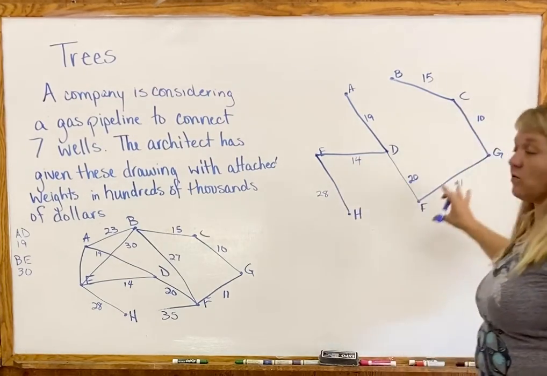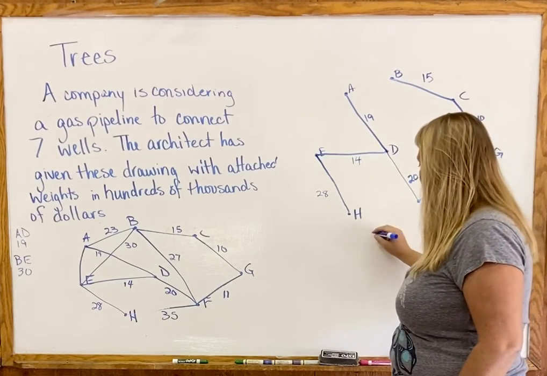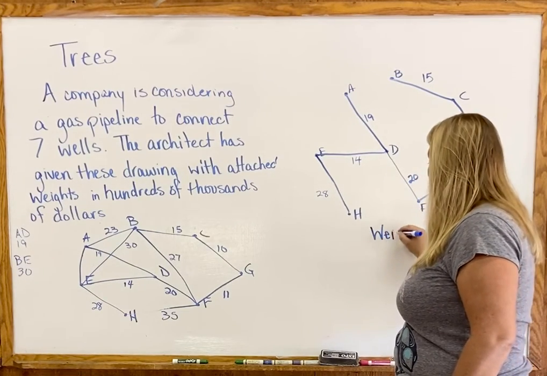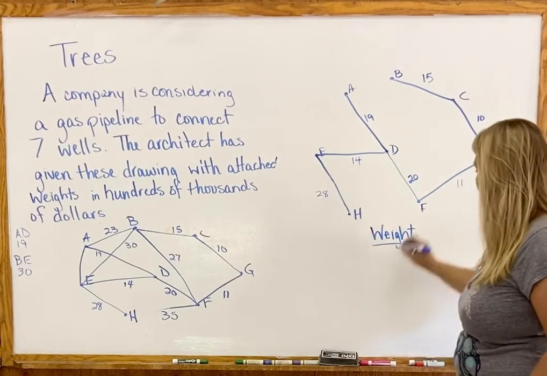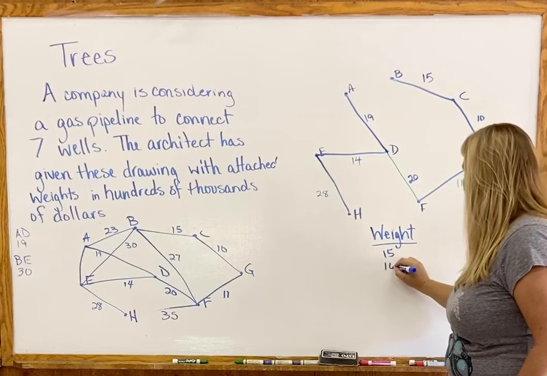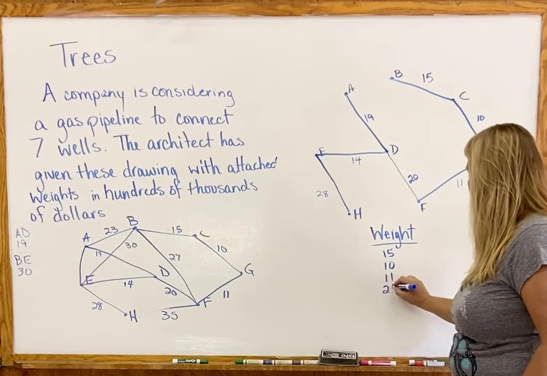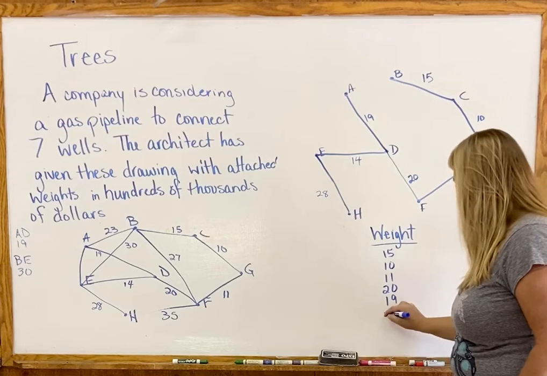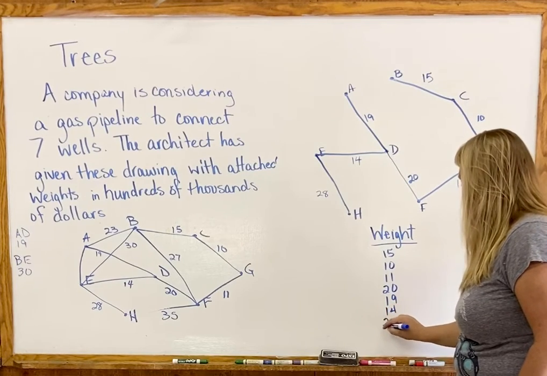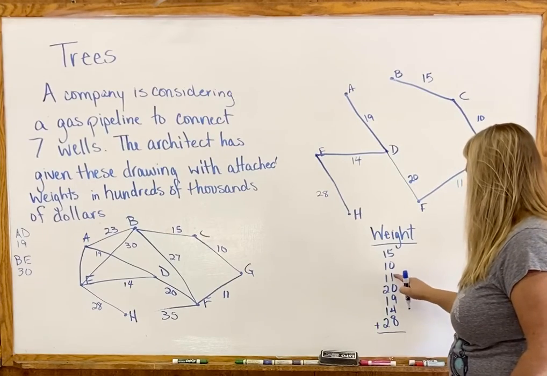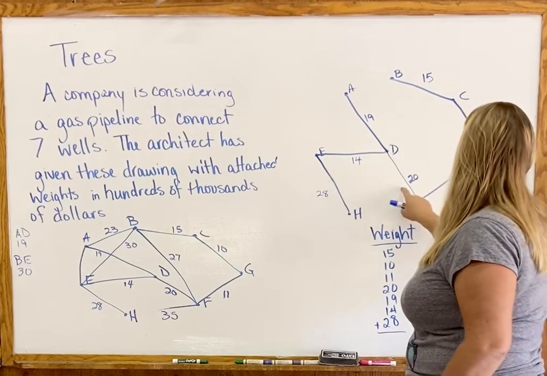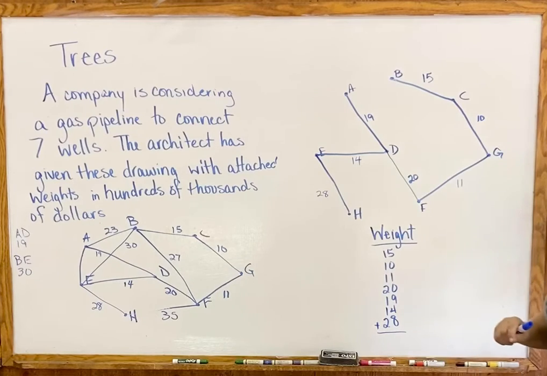So what we've done is we've created the tree for them, the minimum spanning tree, and then here we will add up the different weights. So we have 15, 10, 11, 20, 19, 14, and 28. 1, 2, 3, 4, 5, 6, 7. 1, 2, 3, 4, 5, 6, 7. I've done this enough to know that if you've got a lot of little edges in there it's easy to miss one, so make sure you count them up.